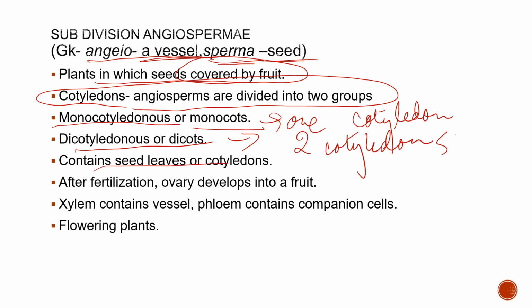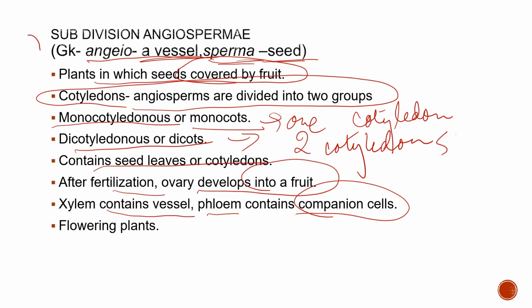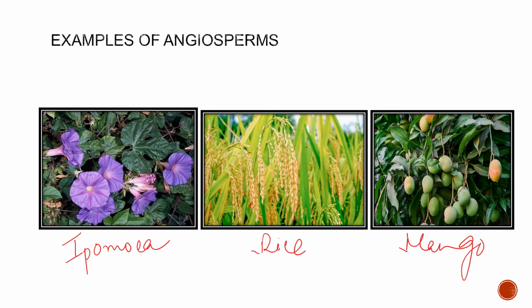After fertilization, the ovary develops into a fruit, and the xylem contains vessels and the phloem contains companion cells, and these are all flowering plants. So these are the major characteristic features of angiosperms. Let us quickly look at the examples. These are the main examples of angiosperms. This is a plant, Ipomoea, a flowering plant.